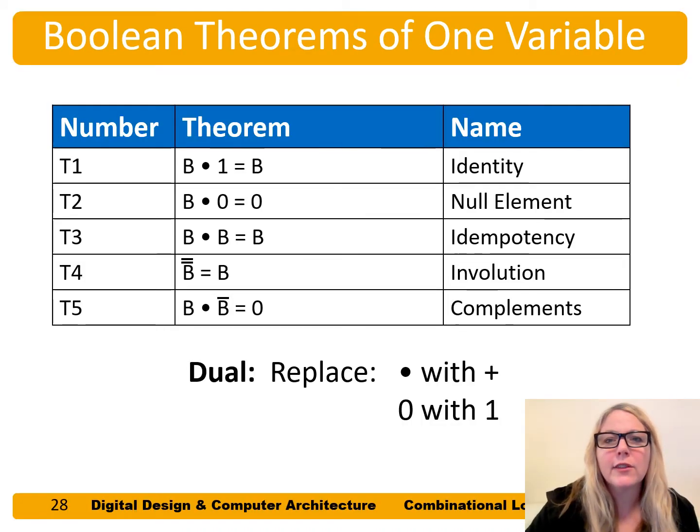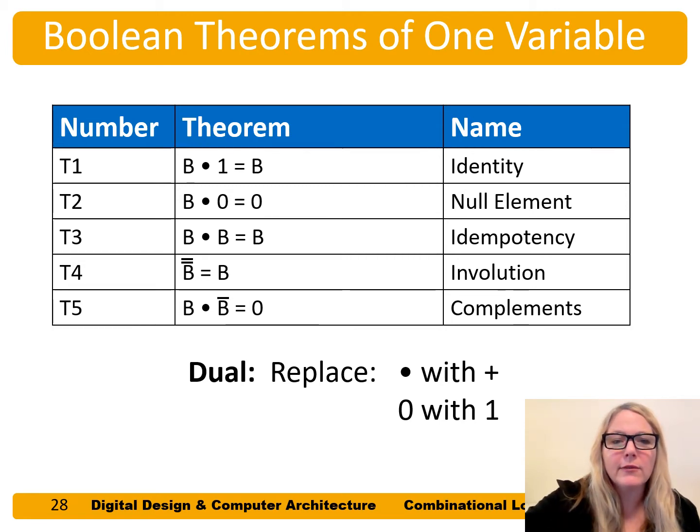Now we can define our theorems of one variable. So we have the identity theorem. B and 1 is B. So if we put B into an and relationship with 1, we're going to get back itself. So that's identity. B and 0 is 0. Well, this anding with 0 nulls out the effect of anything it's anded with.